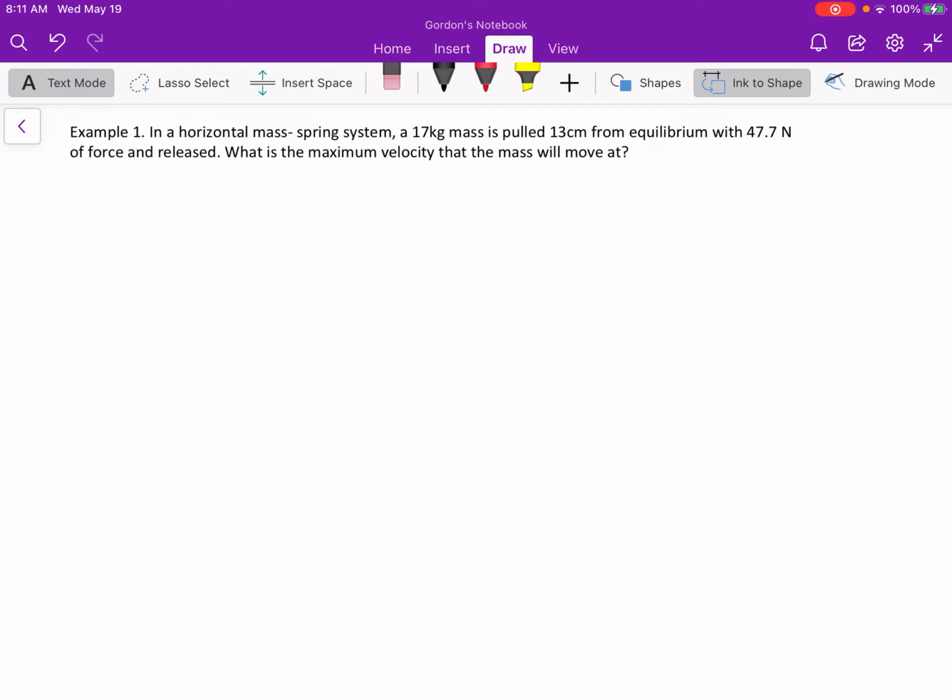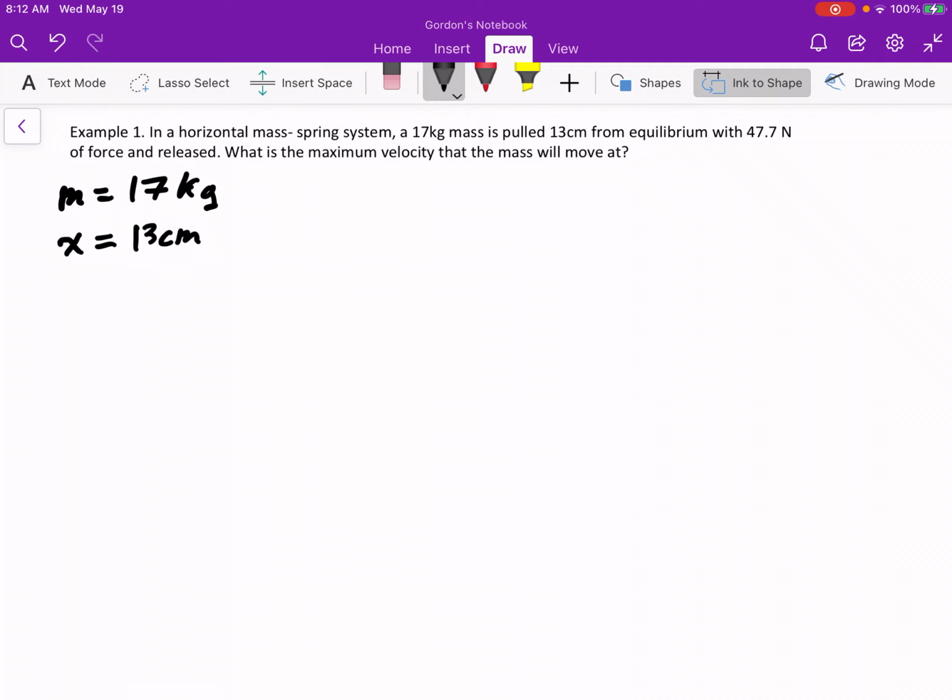Okay, we're gonna look at a couple of different examples here. In this first one, we've got a horizontal mass spring system. We've got a 17 kilogram mass, so I'm gonna write this down. Mass is 17 kilograms. It's pulled 13 centimeters from equilibrium. So our distance from equilibrium is 13 centimeters.